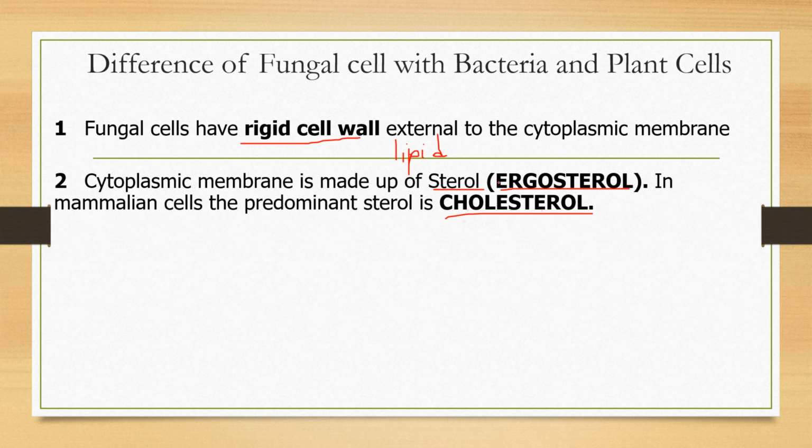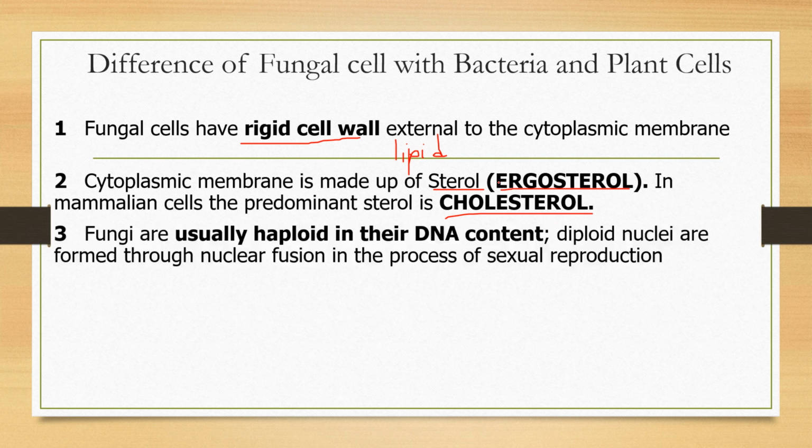So if asked what is the main component of the cytoplasmic membrane of fungi, the answer would be ergosterol. If asked what would be the main component of the cytoplasmic membrane of mammalian cells, it would be cholesterol. Now, fungi are usually haploid in their DNA content. Diploid nuclei are formed through nuclear fusion in the process of sexual reproduction.